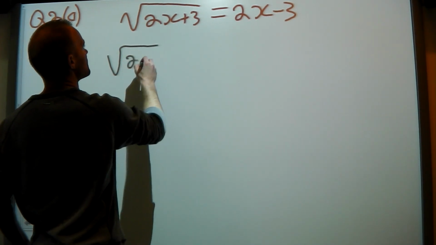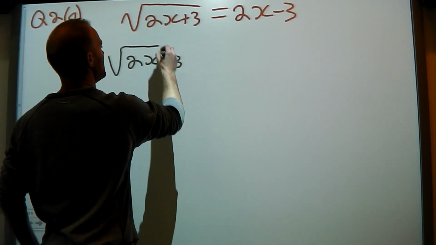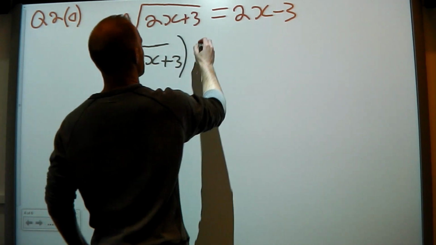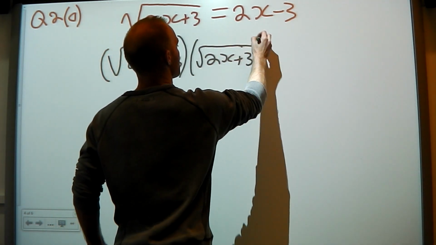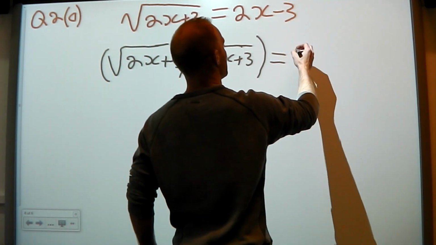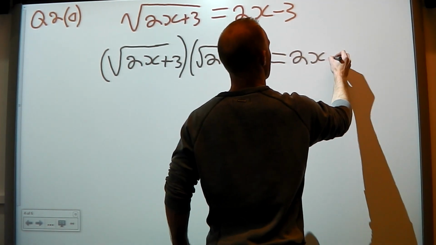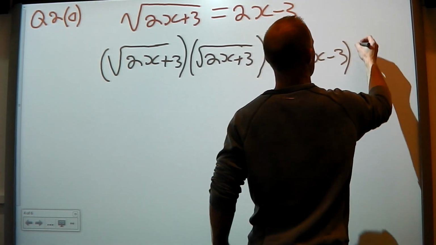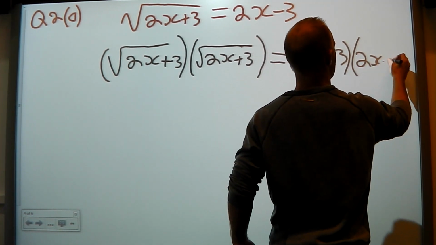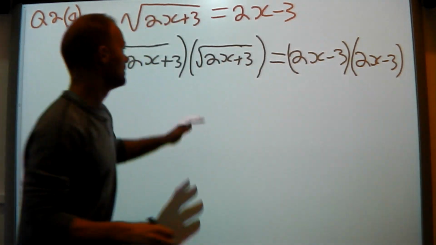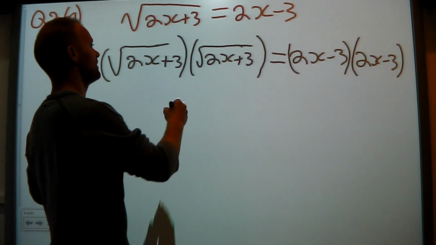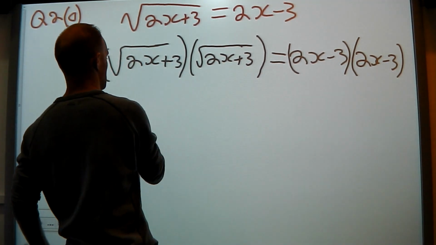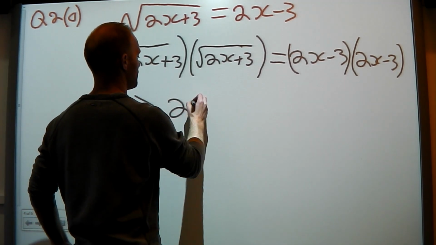So root 2x plus 3 times root 2x plus 3 is equal to 2x minus 3 times 2x minus 3. Now, when we multiply these two terms out by each other, any number squared just equals itself, which is 2x plus 3.